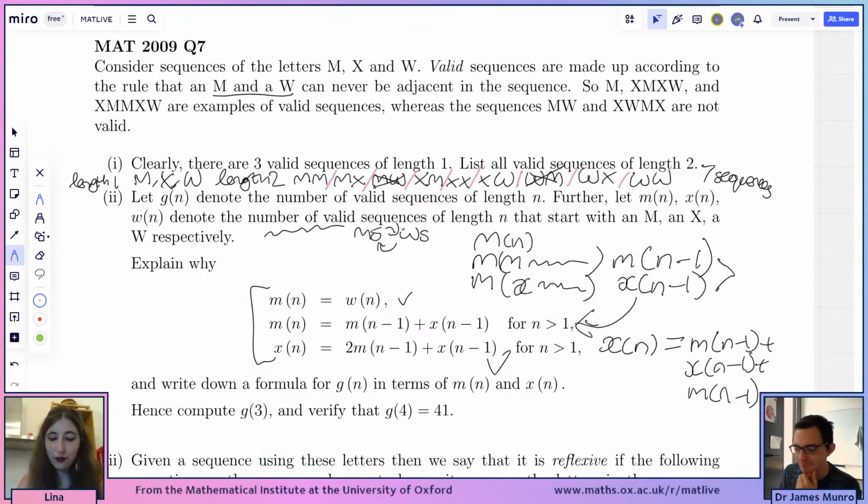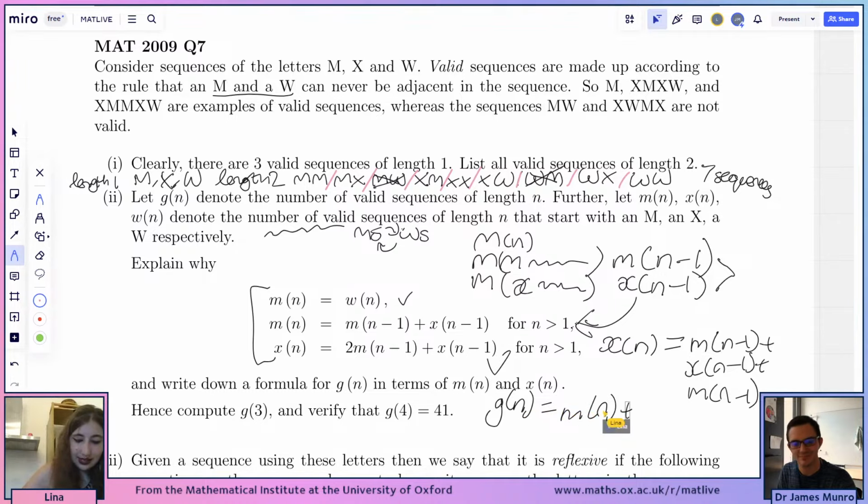And now we want to write down a formula for gn in terms of mn and xn. So if we first look at writing a formula for gn using whatever we can, we know that gn is just any possible sequence beginning with any letter of length n. So we know the three different letters it could start with are M, X, and W. So we can just write Gn equals Mn plus Xn plus Wn. And now we look at what we wanted. We wanted it to be in terms of Mn and Xn. So we want to get rid of the Wn. But from above, we know that Mn equals Wn. So we can just write that Gn is 2Mn plus Xn.